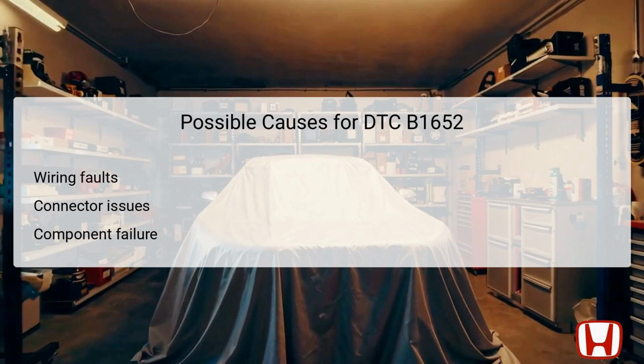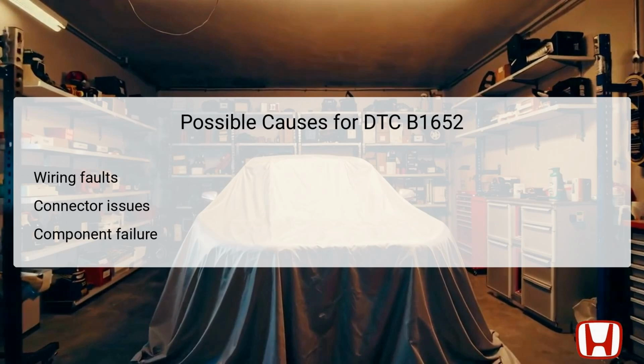Various factors could lead to the generation of DTC B1652. One potential cause is wiring faults, which may include breaks or shorts in the wiring that connect the LF antenna to the keyless access control unit. Such issues can occur due to fraying or wear from prolonged use or environmental exposure. Additionally, connector issues such as poor connections or corrosion could also lead to an open circuit condition.